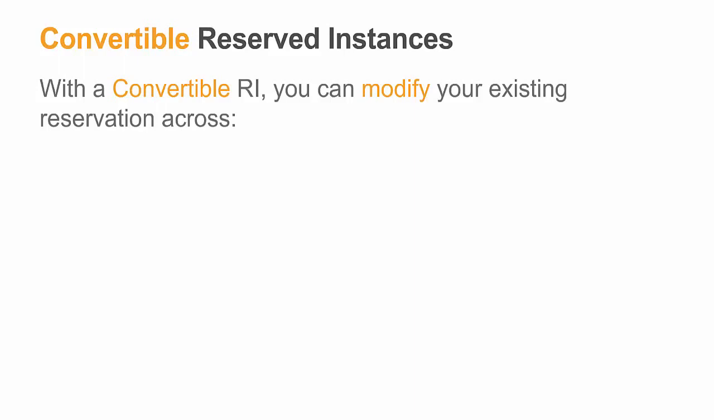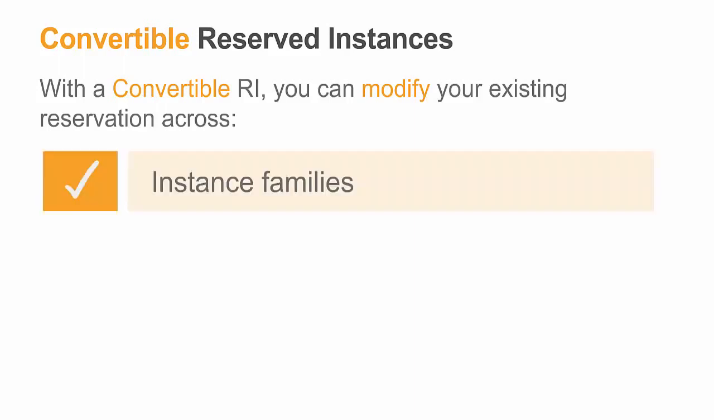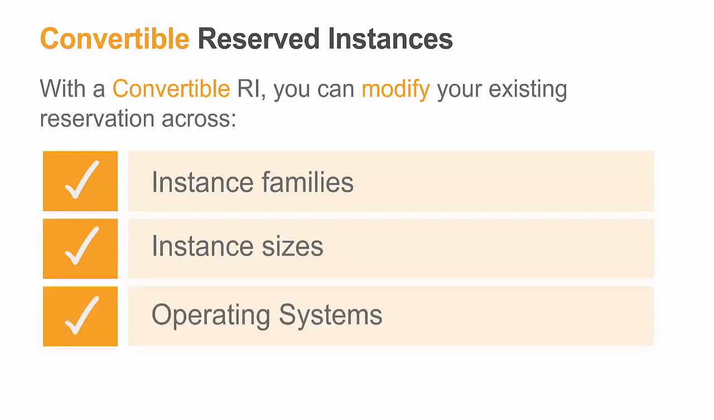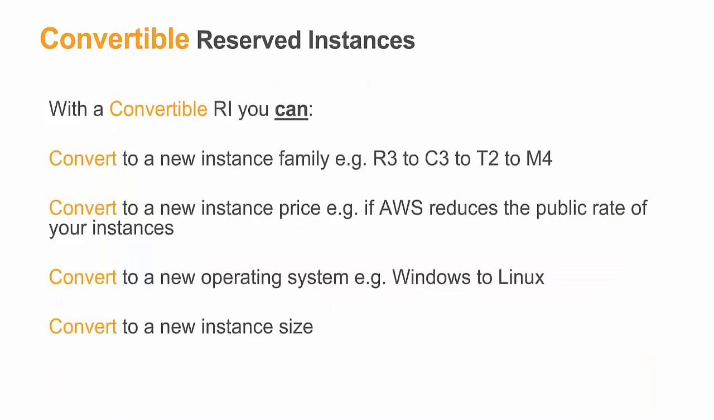Convertible RIs. Convertible RIs offer you the flexibility to change the attributes of your RI configuration while still receiving a significant discount, usually around 45% off on demand. The convertible RI is useful for customers who can commit for a 3-year term in exchange for a significant discount on their overall EC2 usage, but are uncertain about their instance needs in the future. When you purchase a convertible RI, you can modify the RI across instance families, sizes, OS types, or tenancy.